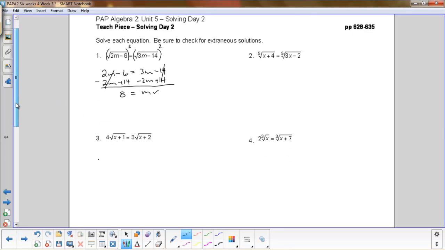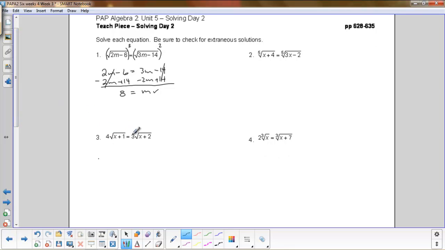Question number 3. Now notice there are numbers outside of the radicals. They are being multiplied. Pay attention because later on there will be addition and subtraction, which changes the problem slightly. Please remember you must isolate the radicals on either side of the equation, and then we're going to square both sides of the equation, including the numbers that are in front of the radicals.